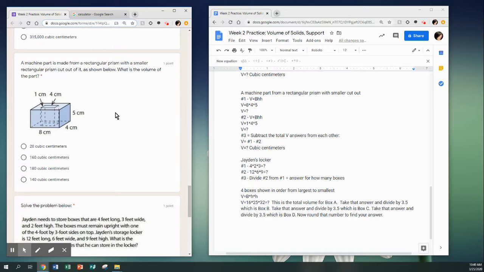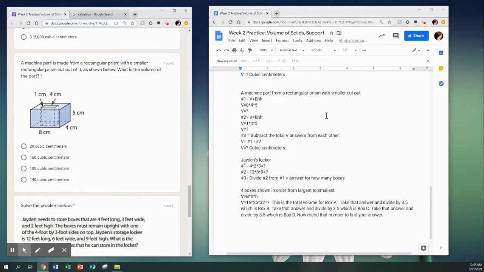So this one is about a machine part, and you see there's two different figures. One's inside, in the middle of the outside. So really that means you're not adding, but you're going to be taking away. And it's, again, a 2-3-part kind of step. So the first step is you're going to find the volume for the outside shape, and then you're going to find the volume for the inside shape.